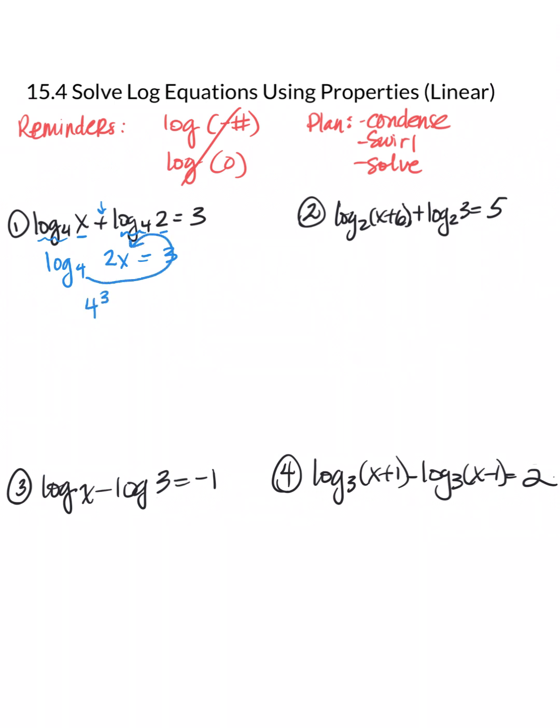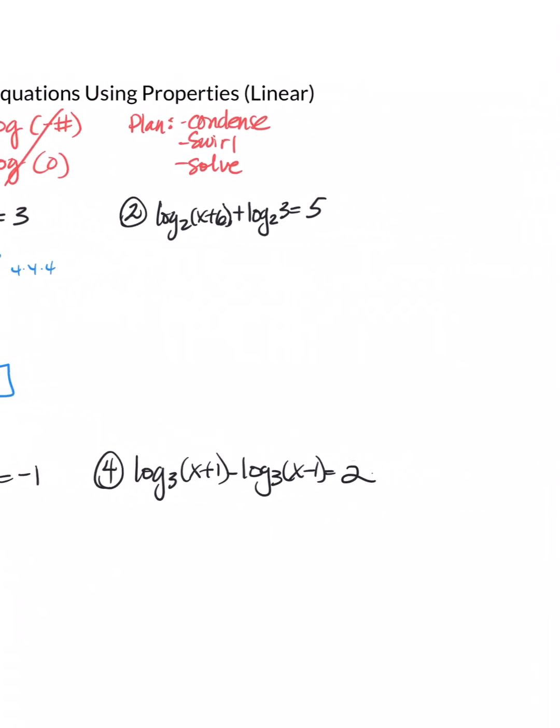So 4 to the third is equal to 2x. So 4 to the third, what is 4 to the third? Well, 4 times 4 times 4, that is 64. Now I'm going to move my 2x on the left for fun and set it equal to 64. Then I divide by 2, x is 32. And there's my answer. Let's try number 2.